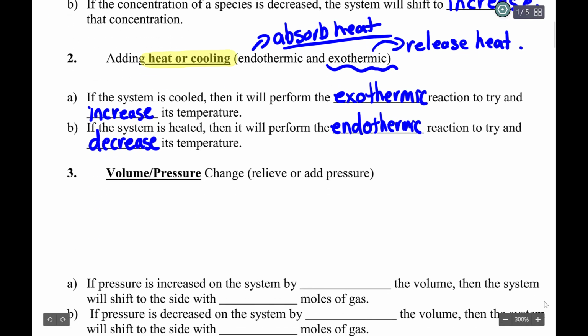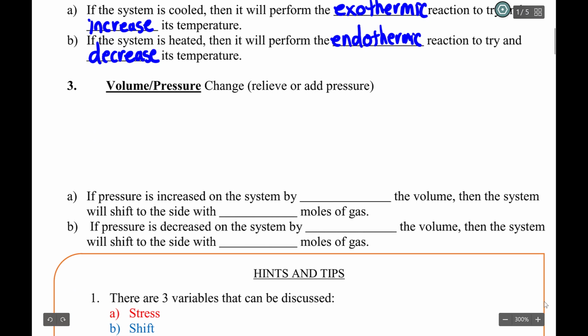Okay. Now the third type of stress is changing pressure through volume. So I'm just going to do a quick review of what pressure represents and how these two variables are related to one another. Pressure in chemistry, the way we look at it, is the number of times particles hit the walls of the container.